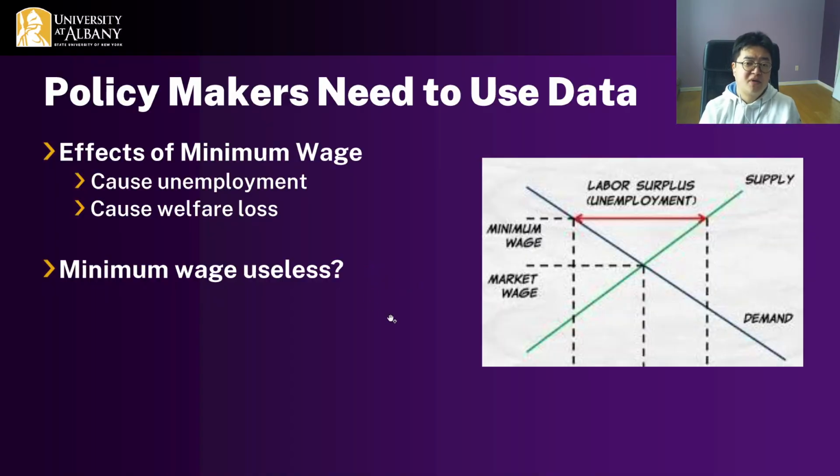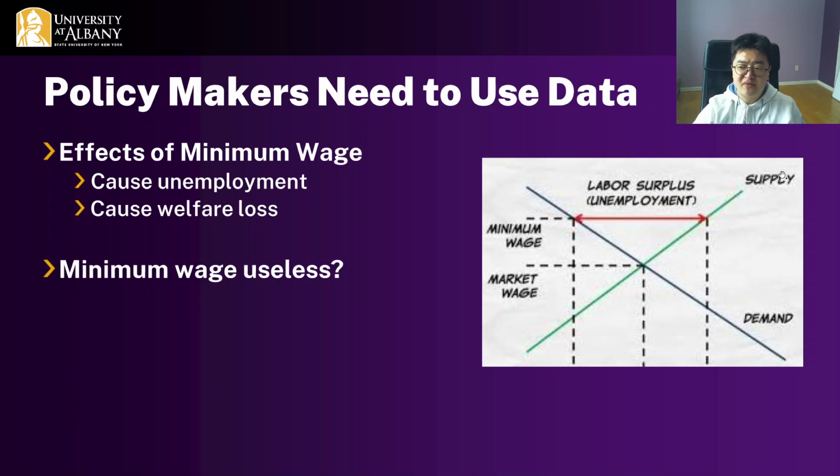Another example here: policymakers need to use data. So here I brought minimum wage as an example. Also, I'm not sure if you have learned it from micro or macro. In the labor market, we analyze the effect of minimum wage. Labor demand and labor supply are given. Market equilibrium should be here at the center. But by minimum wage policy, if you set the minimum wage above the market equilibrium, then the price cannot go below the minimum wage. So your new equilibrium should be here, making this much difference.